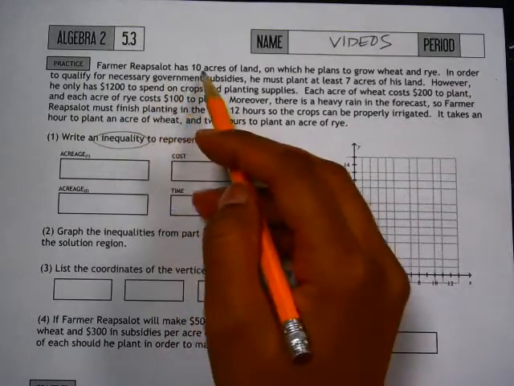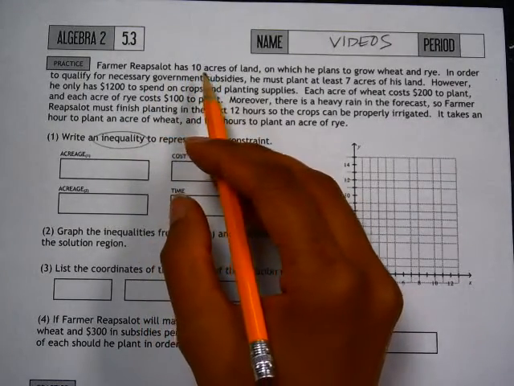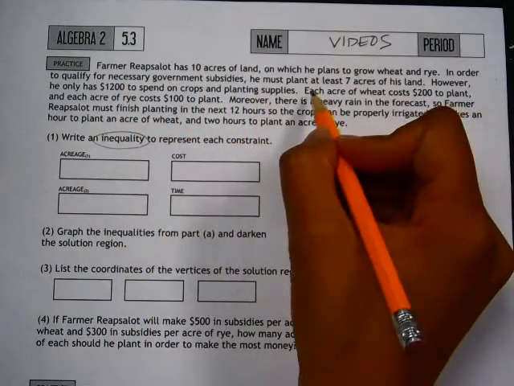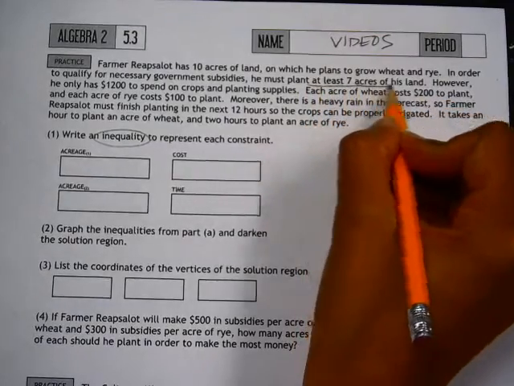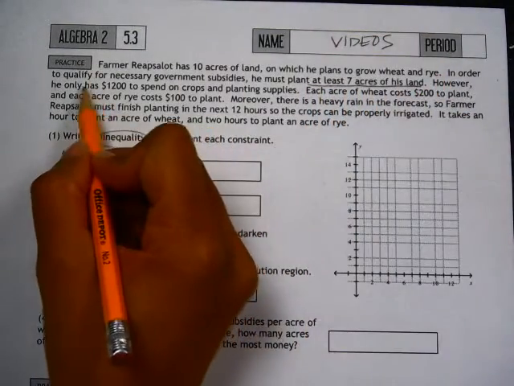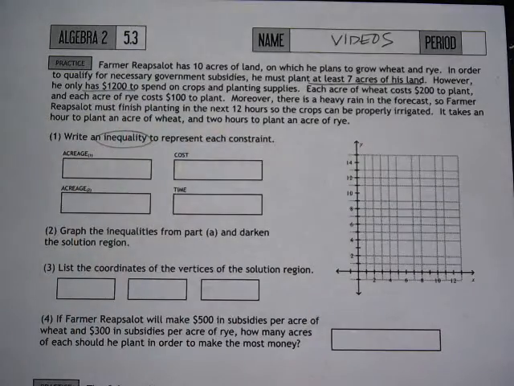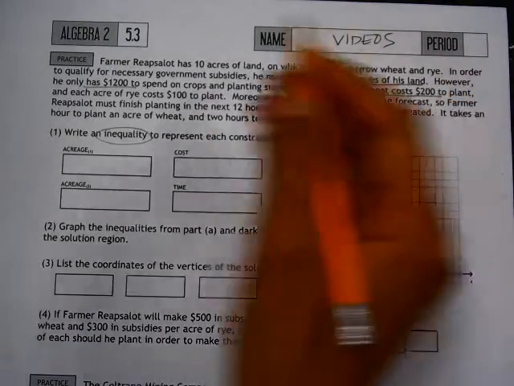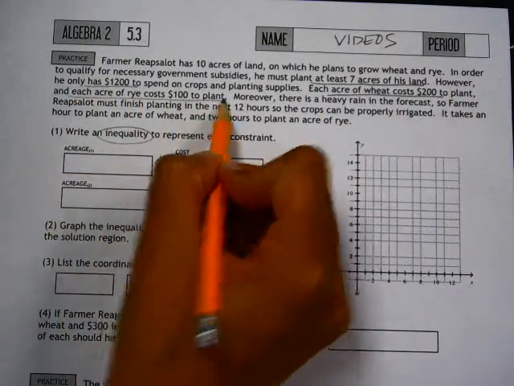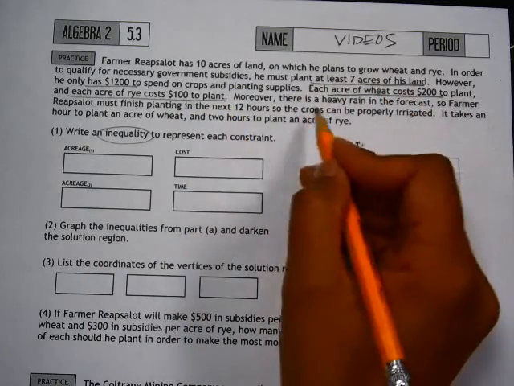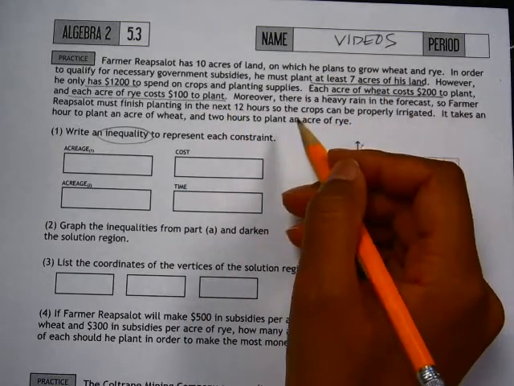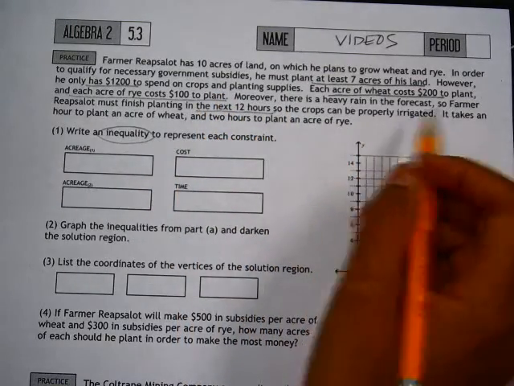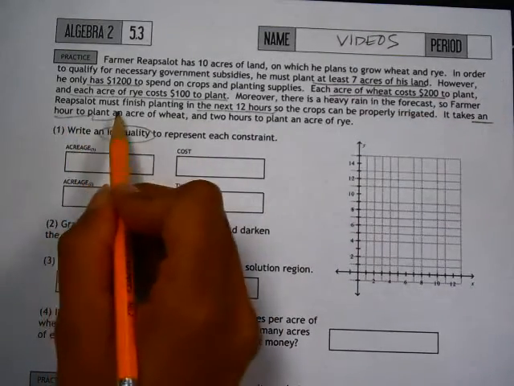So Farmer Reeps-A-Lot has 10 acres of land on which he plans to grow wheat and rye. In order to qualify for necessary government subsidies, he must plant at least 7 acres of land. However, he only has $1,200 to spend on crops and planting supplies. Each acre of wheat costs $200 to plant. Each acre of rye costs $100 to plant. Moreover, there is a heavy rain in the forecast, so Farmer Reeps-A-Lot must finish planting in the next 12 hours so the crops can be properly irrigated. It takes an hour to plant an acre of wheat.